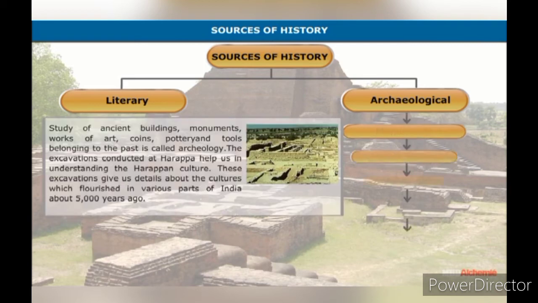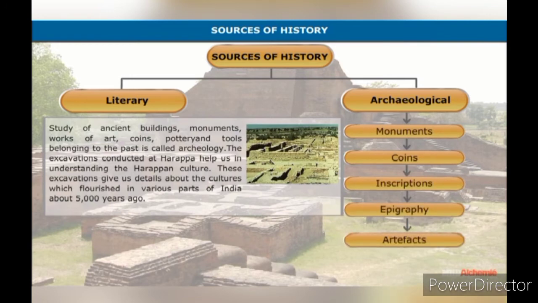Archaeological sources. The study of ancient buildings, monuments, works of art, coins, pottery, and tools belonging to the past is called archaeology. The excavations at Harappa helped us to know something about the Harappan culture. These excavations gave us some details about the culture which flourished in northwest India about 5,000 years ago.